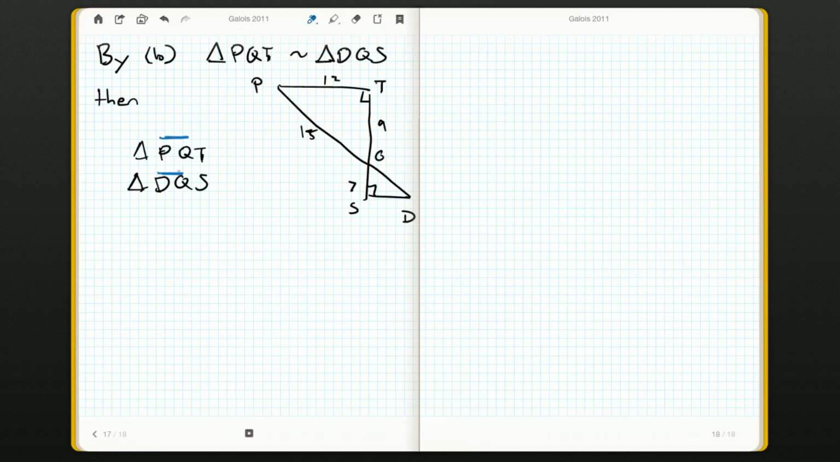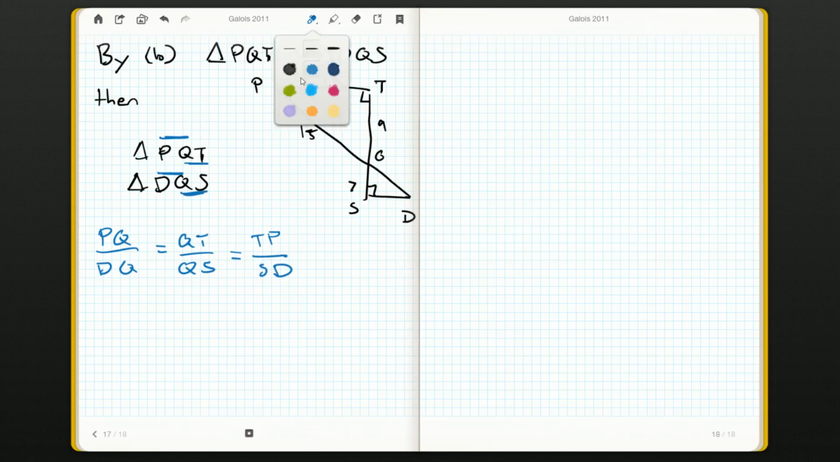Here's PQ, here's DQ. So we should have PQ over DQ. The ratio of those side lengths should be the same as, well, here's QT and QS. QT over QS. And then the last one that's left over would be TP over SD. So writing the letters out in the proper order not only demonstrates the proper similarity, but it makes writing these ratios out really, really nicely. Now we know one of these. SD is the one we want. We know what TP is.